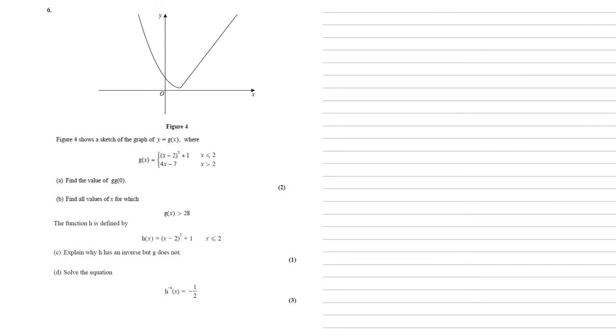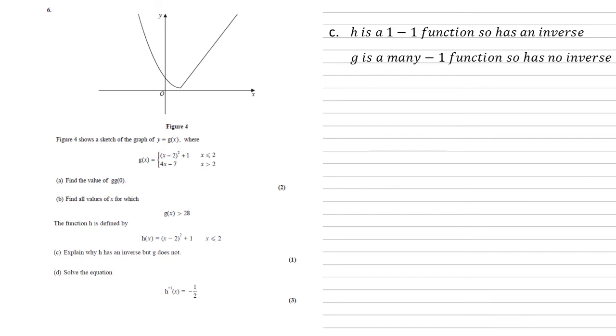So h would just be a line. It would be a one-to-one function. One-to-one functions have inverses, hence h does. But our function g is many-to-one. If we look on there, for any of those values of y where we've got an answer, we've got two values of x that go to it. So it's a many-to-one function, and these do not have inverses.